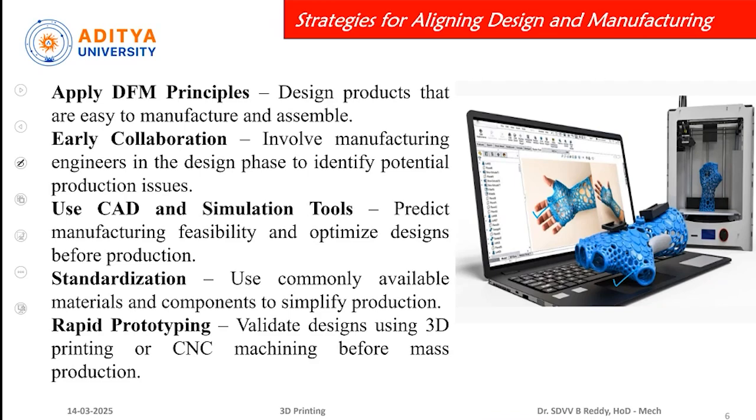Use commonly available materials and components to simplify the production, that is required. And finally, rapid prototyping. Already I showed you: validate designs using 3D printing or CNC machining before mass production. Before going to mass production, it is required, whether it will go to 3D printing or the CNC machining. It is completely based upon the mass production. Okay, right. I can go for the next one.